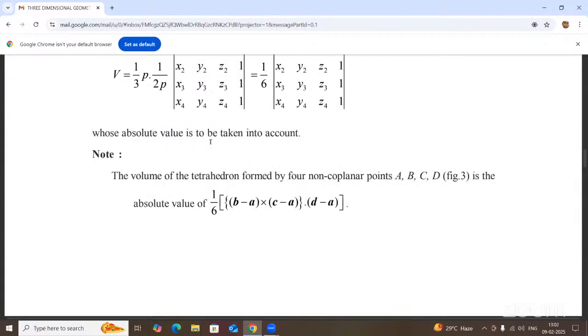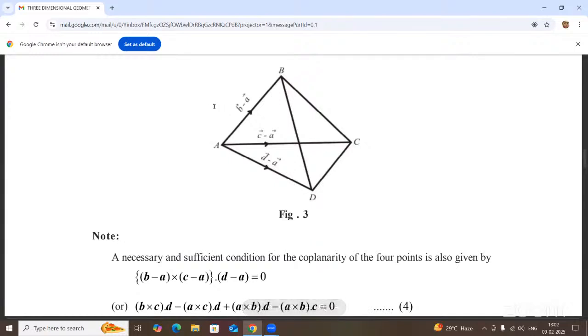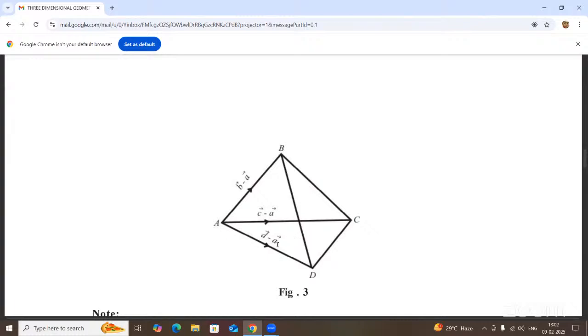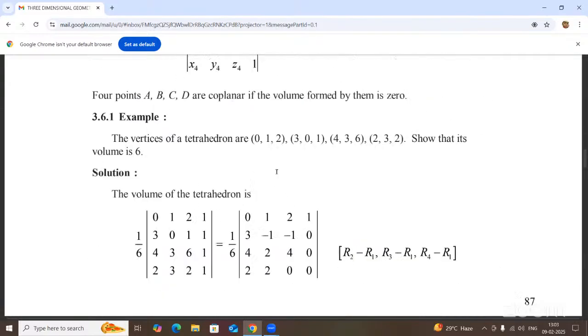Or in terms of the absolute value of 1 by 6 of (B minus A) cross (C minus A) dot (D minus A). So that is also another part. Here B minus A means the vector between points A and B; we get B bar minus A bar according to the vertices. C minus A means through the points A and C, and D minus A through the points A and D. So this is also another method.